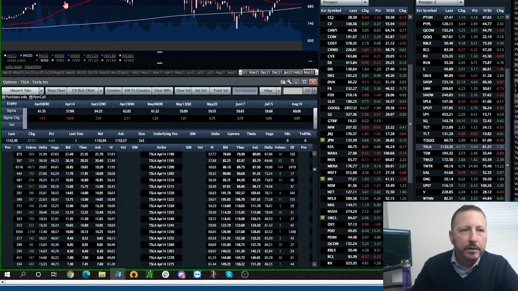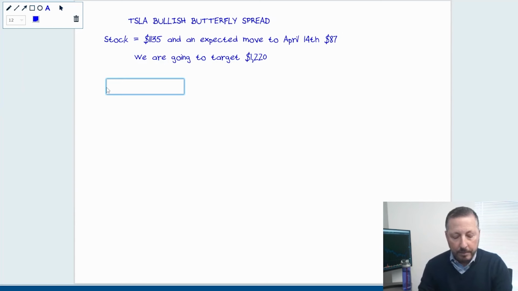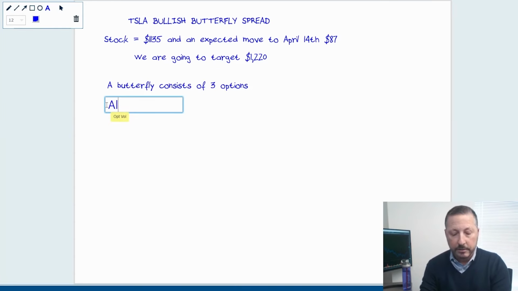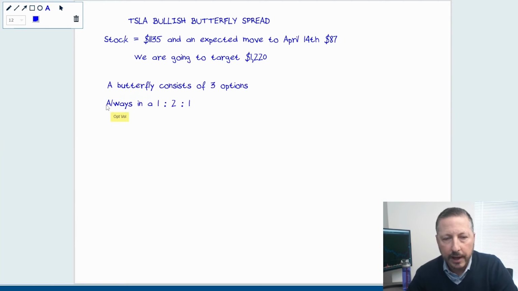Now, a butterfly consists of three options. Again, they can be puts, they could be calls, it could be bullish, it could be bearish. We're going to use call options here since we are bullish. And a regular butterfly is always in a 1 to 2 to 1 ratio. Buying 1, selling 2, buying 1.